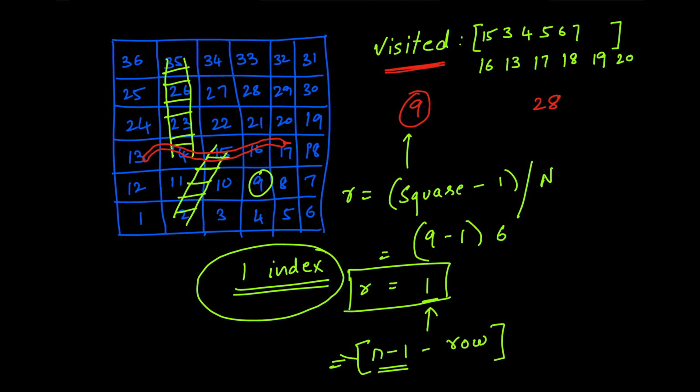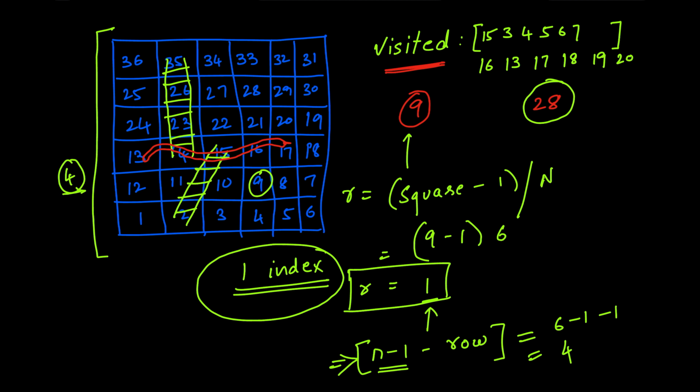We are doing n minus 1 because it is a 1 index array and not 0 index. With this modification, the actual row will be 4. Let's apply the same logic for square 28. Based on the conventional formula, row will be 4. Using row is equal to 4 in the updated formula, we will get 1. So 28 should exist in row 1.